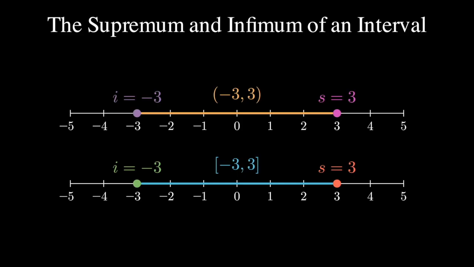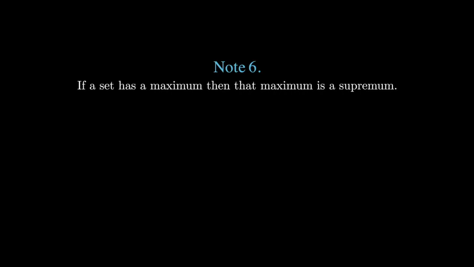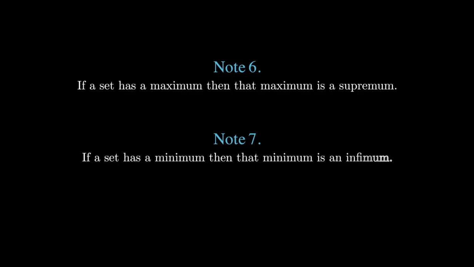This is an improvement on the definition of max and mins, since they did not include elements which weren't in the set. So the open interval from -3 to 3 has no max or min, but has a supremum and an infimum. This leads us to our next note, which is that if a set has a maximum, then that maximum is the supremum. And likewise, if a set has a minimum, then that minimum will be the infimum.